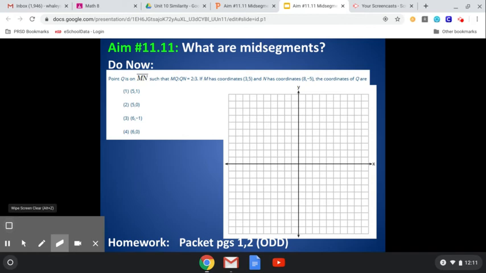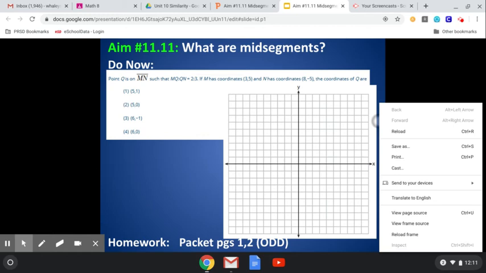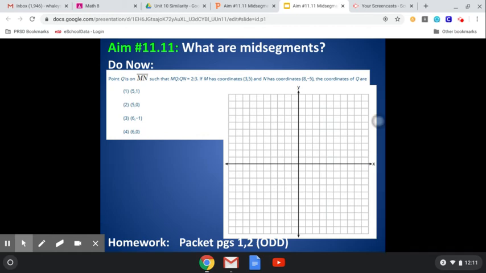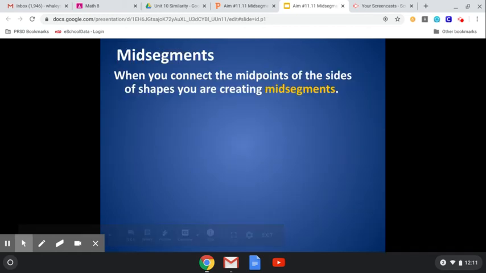Let me clear this screen. All right, today's lesson is about mid-segments. Should be very quick. Should not be too difficult to figure out. We're going to look at the mid-segments of two particular shapes, trapezoids and triangles. Now, right there you get the definition of what mid-segments are. They are lines that connect the midpoints of sides of a shape.